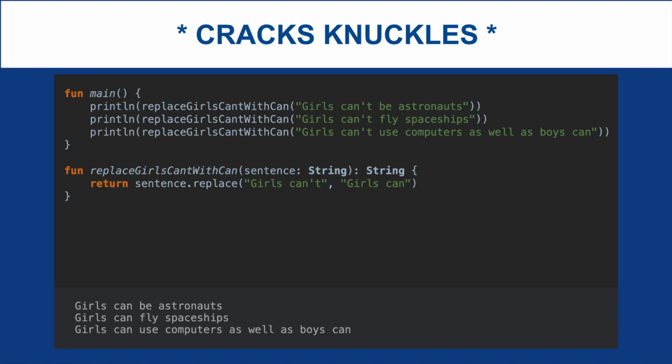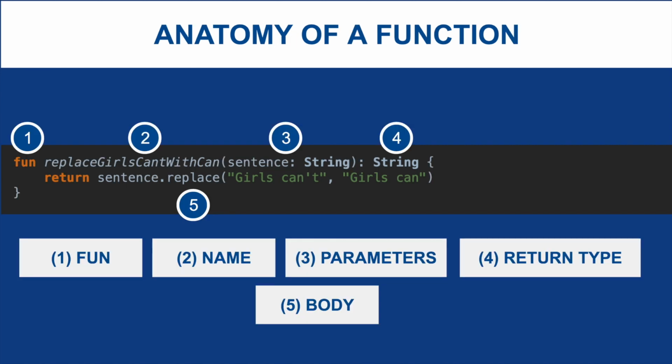And at the very bottom, we actually have the console output for this. So as you can see, girls can't be astronauts was transformed into girls can be astronauts. And girls can't fly spaceships was transformed into girls can fly spaceships. And girls can't use computers as well as boys can was transformed into girls can use computers as well as boys can. So let's take a look at the anatomy of this function.